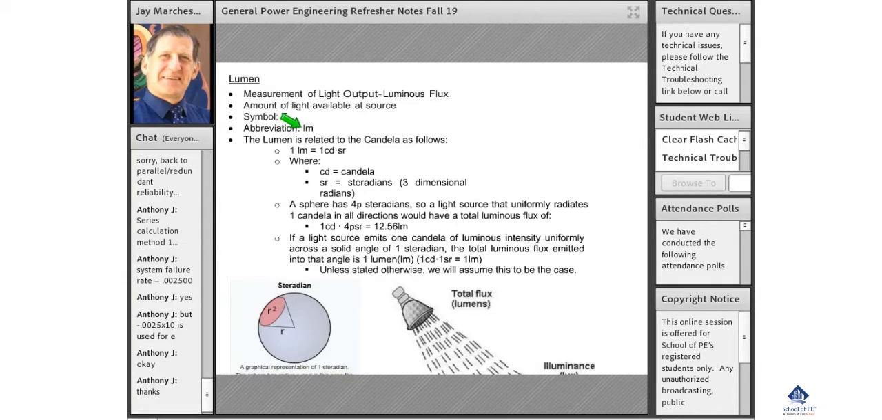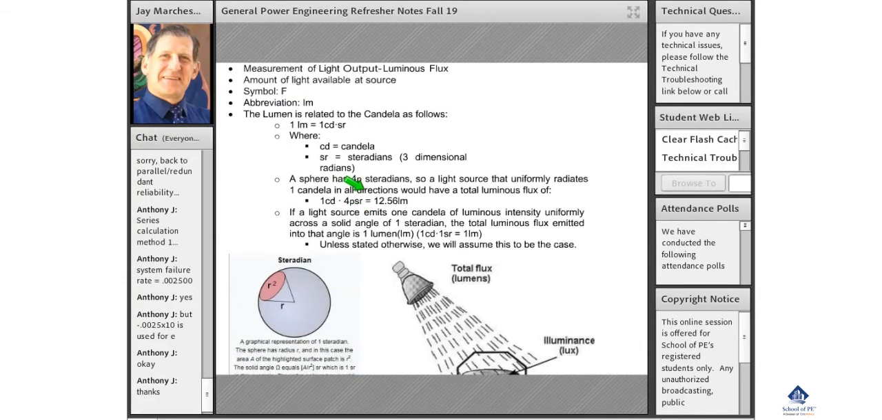And it is related to candela. And this is, don't get too hung up on this, it's a little bit confusing, but 1 lumen equals 1 candela times steradians. And a steradian is, if you think of a cone on a surface, this would be the steradian here. The three-dimensional radians is what it is. That's where steradians comes from.